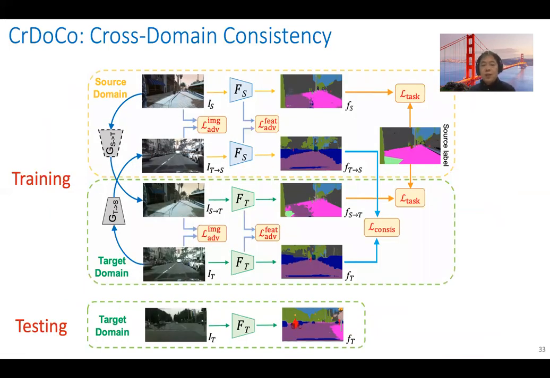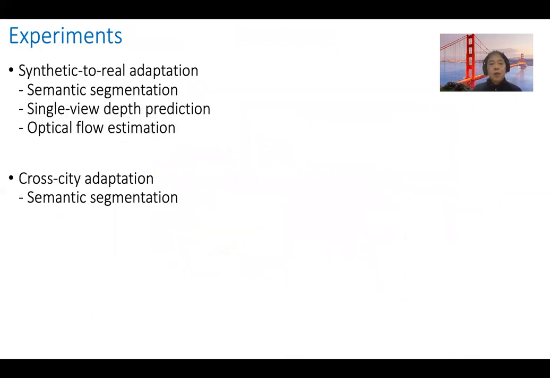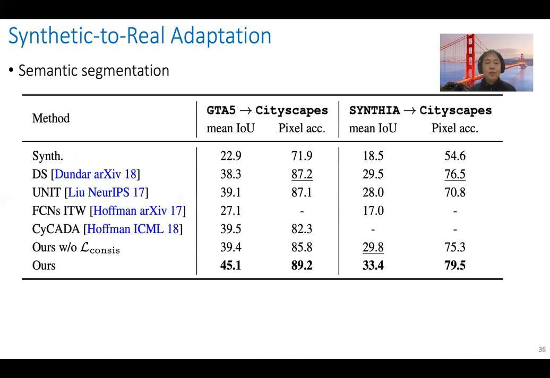And for testing, we just feed it through the encoder and apply that. For details, you can look up our paper. We apply the same method to different tasks: semantic segmentation, depth estimation, and optical flow. The main idea is to apply cross-domain adaptation. Here we compare with state-of-the-art methods. We train on GTA5 and test on Cityscapes, or train on SYNTHIA and test on Cityscapes, and we obtain significant improvements.